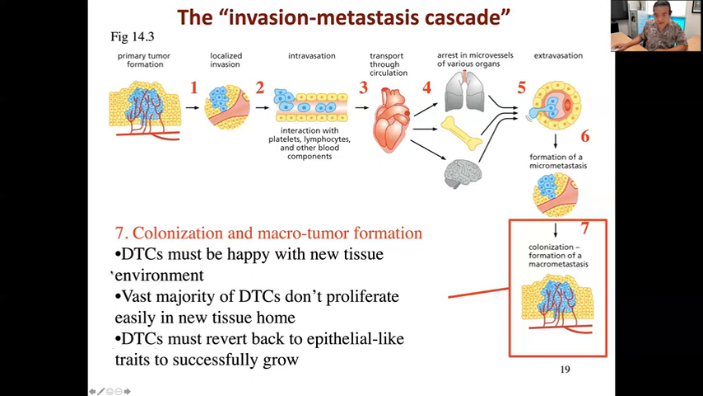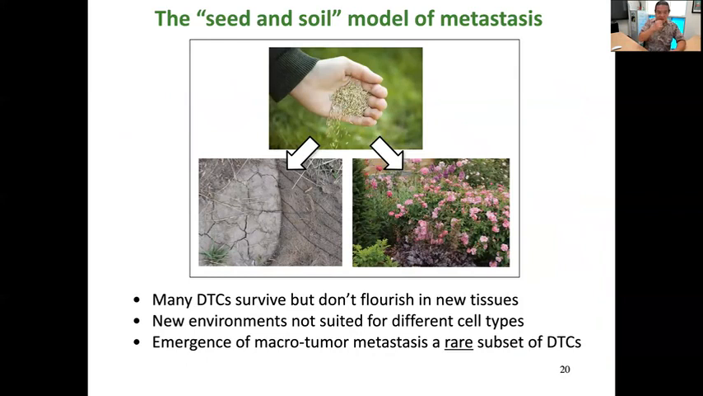Right? So some bullet points here. The DTCs must be happy with the new tissue environment in order to form a macro metastases, a new large tumor. The vast majority of DTCs don't proliferate easily in their new tissue home. And consider this: in order for them to continue where they left off and become another large tumor, they actually have to revert back from being more mesenchymal to being more epithelial. So this brings up a very important concept in cancer, which is the seed and soil model of metastases.